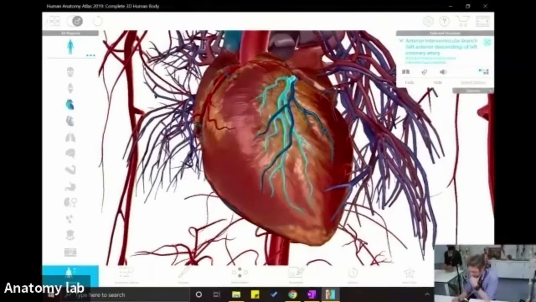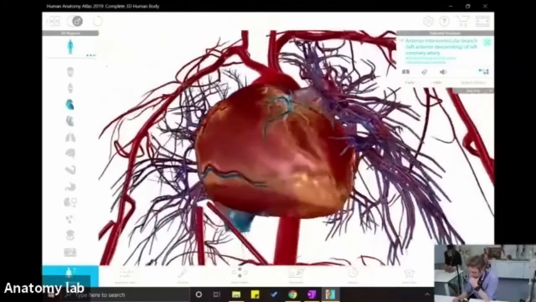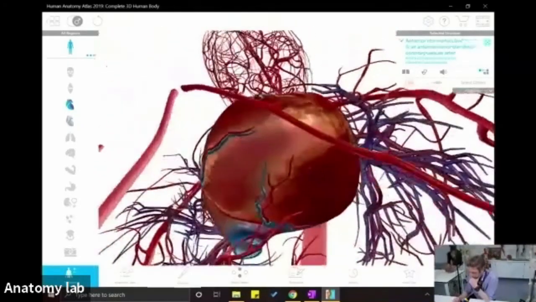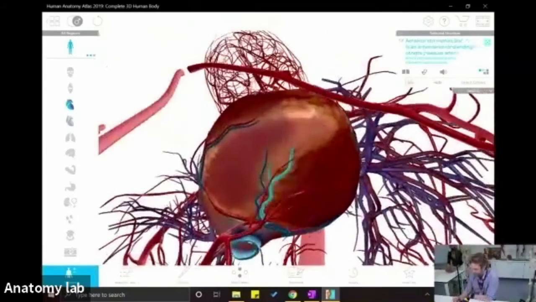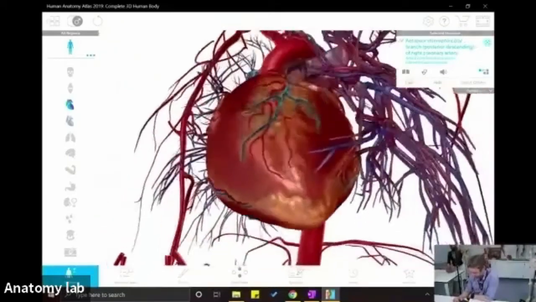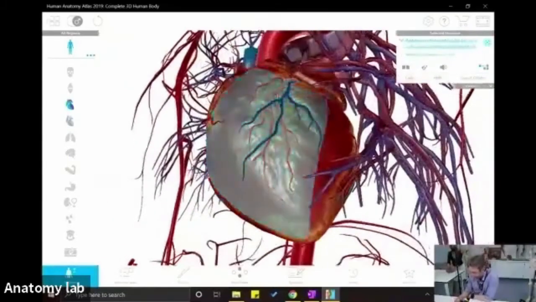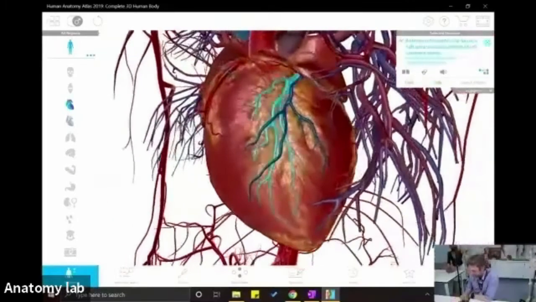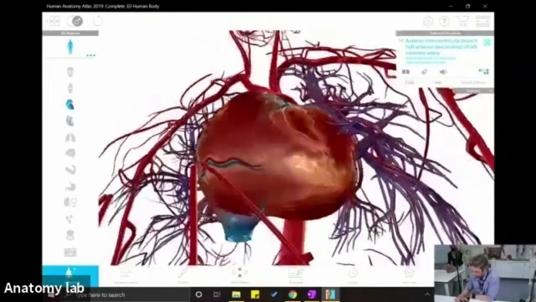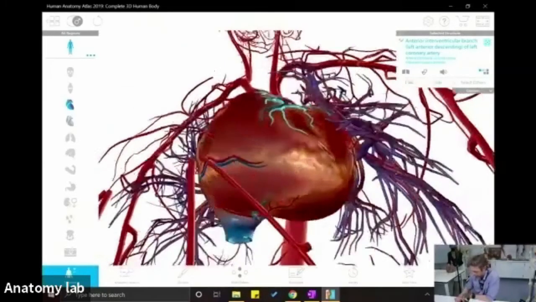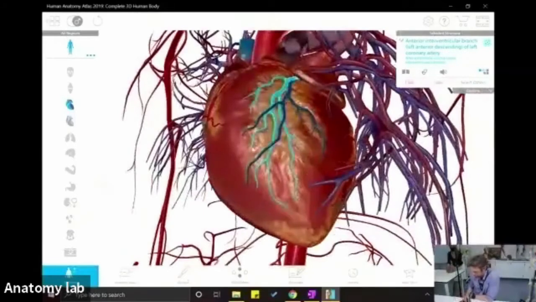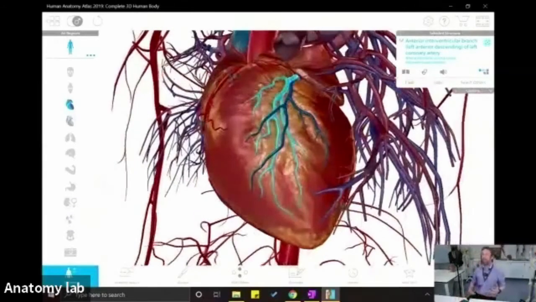Now, in some cases, the reason I was interested in the posterior interventricular artery is that this artery sometimes joins up with the anterior interventricular branch. So that would mean that if you had a blockage here, blood can actually come from the right coronary artery around the tip of the heart and still supply blood to the muscle in this region. You wouldn't be very happy, but you wouldn't be dead, probably.